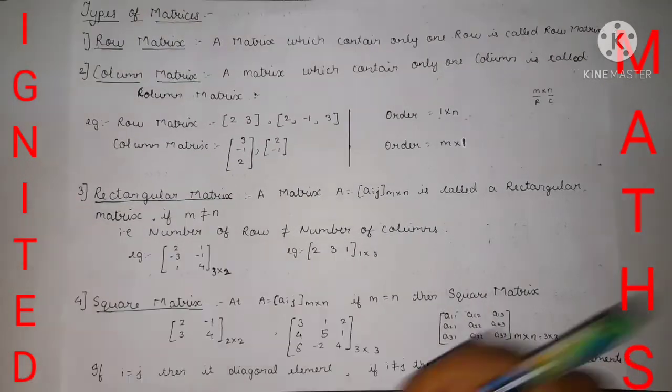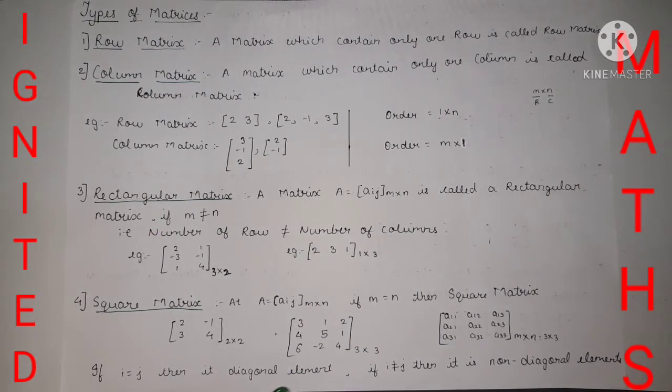If i equals j, then it is called a diagonal element. i represents the row and j represents the column. If they are equal, then it is called a diagonal element. If they are not equal, then it is called a non-diagonal element.